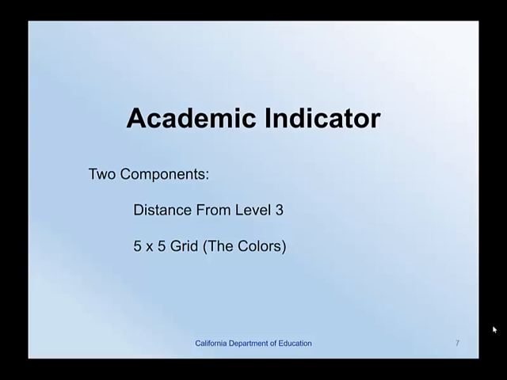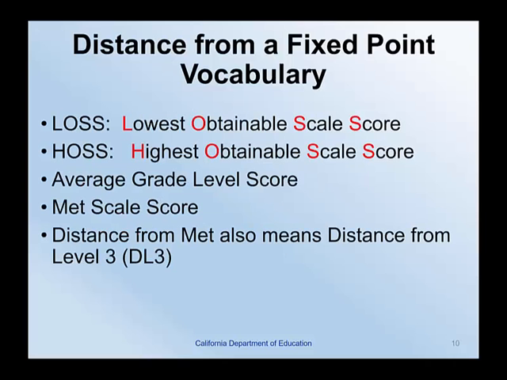This presentation is about the academic indicator that's going to be used alongside the California School Dashboards. It's made up of two components: distance from level 3 and the 5x5 grid.